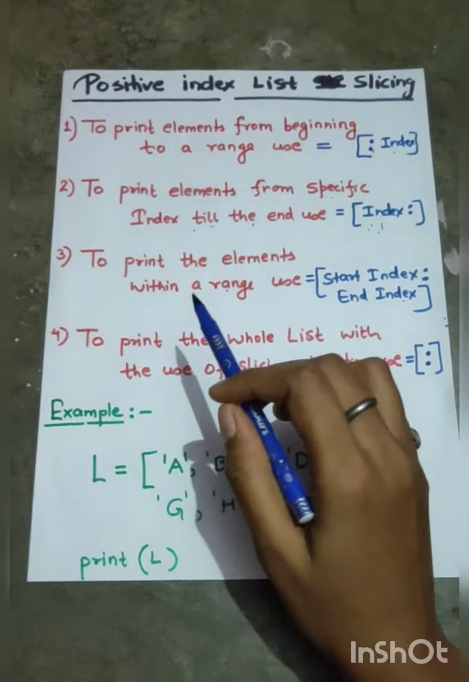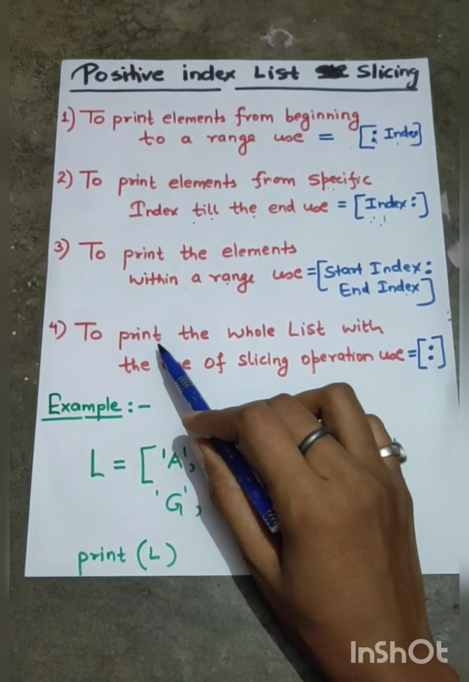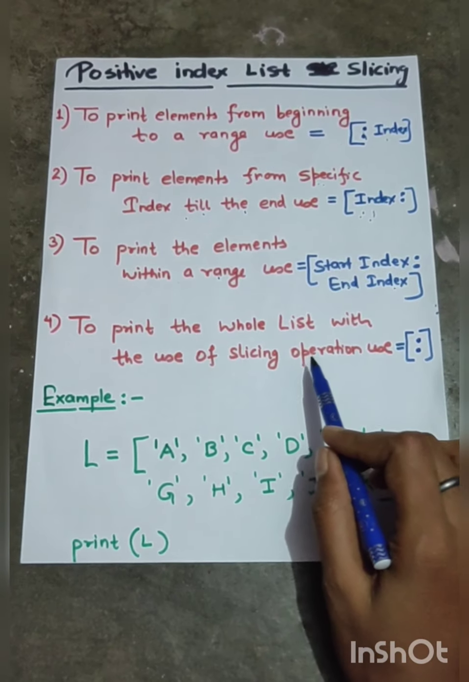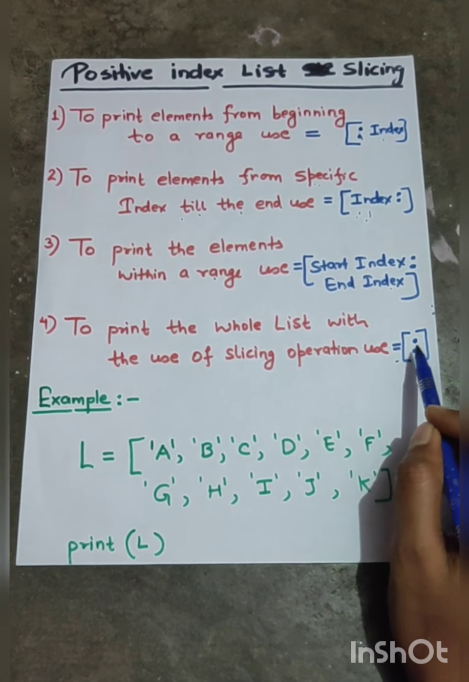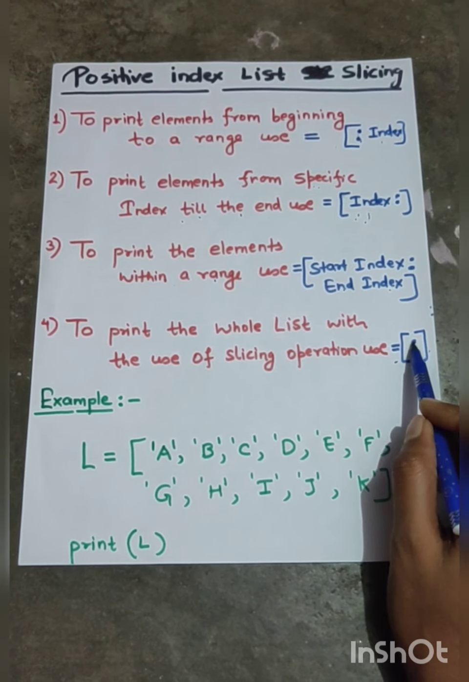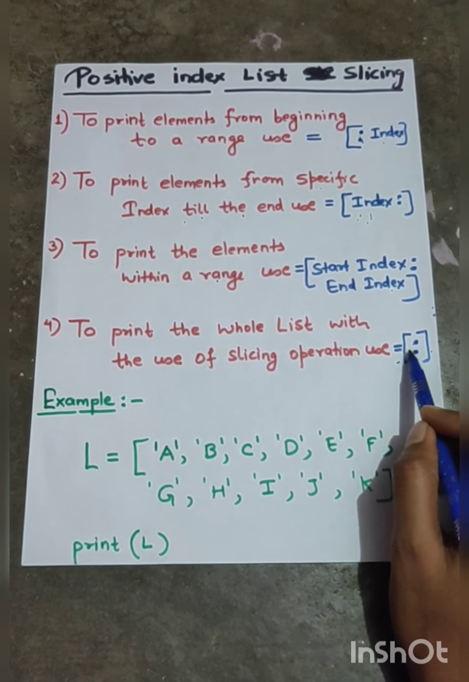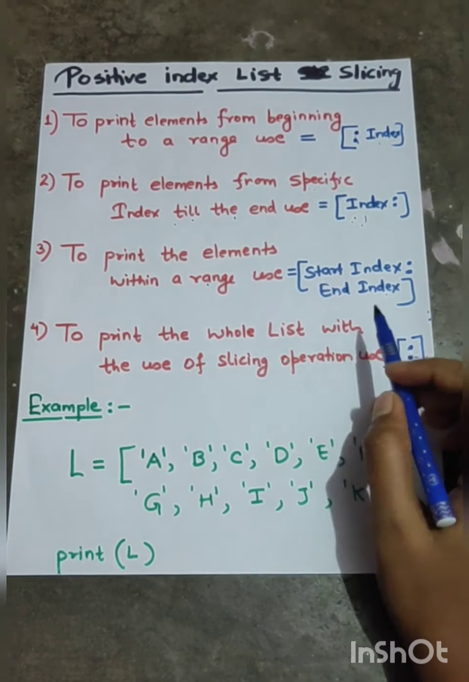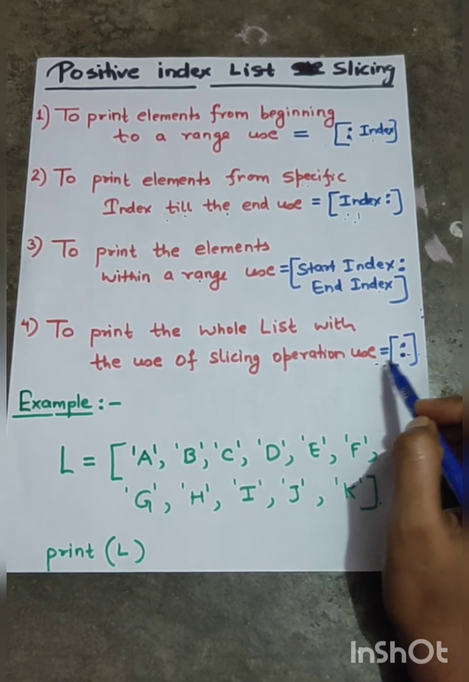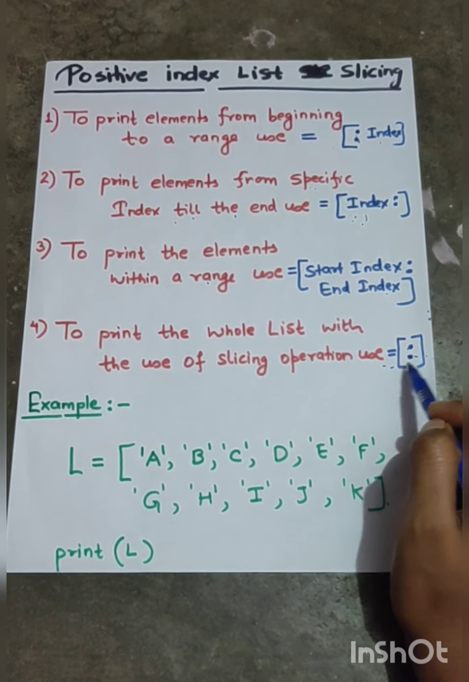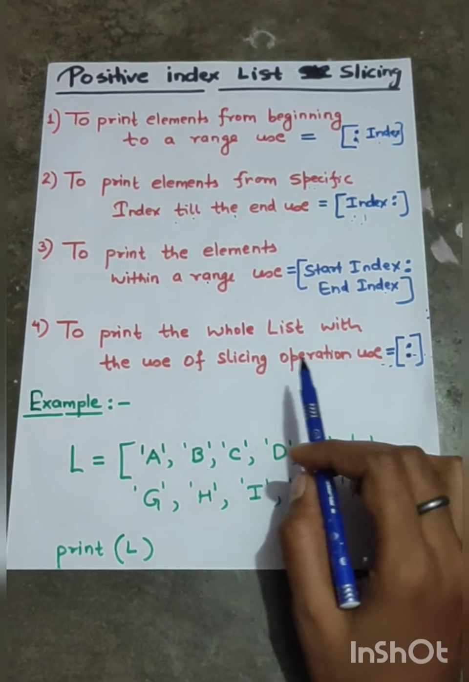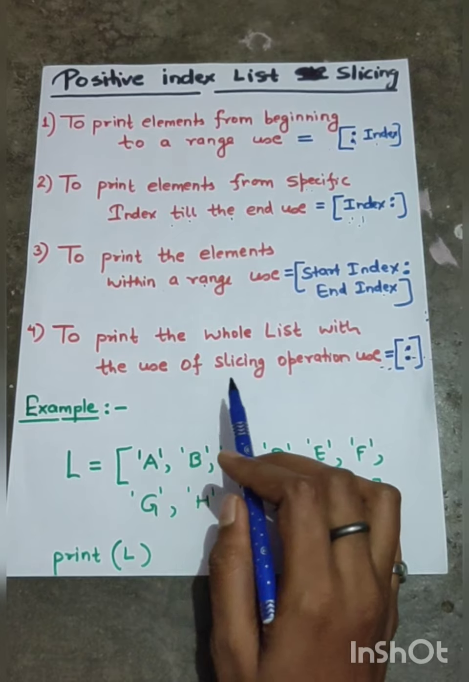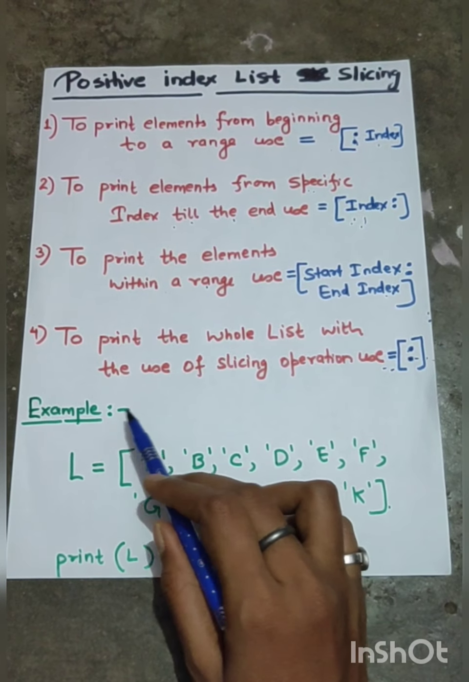Okay. And the last one, if you want to print the whole list with the use of the slicing operation, then you can simply use colon. What is the meaning of that? This colon, before that 0, after that 0. By using this colon you can print the whole list and it will give you the original list. So I am explaining this positive index list slicing by giving you one example.